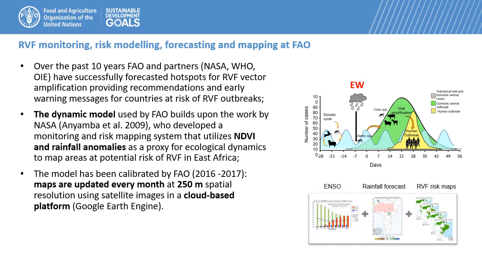We have a dynamic model used at FAO, which is built upon the work by NASA, particularly by Dr. Anyamba, who developed a monitoring and risk mapping system that utilizes NDVI, the Normalized Difference Vegetation Index, and rainfall anomalies as a proxy for ecological dynamics to map areas at potential risk of Rift Valley fever in East Africa. This model has been calibrated by FAO, and between 2016 and 2017, this calibrated model produced maps that are updated every month at 250 meters spatial resolution using satellite images, particularly MODIS, in a cloud-based platform, which is the Google Earth Engine.